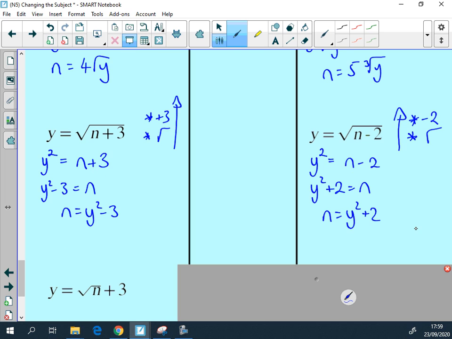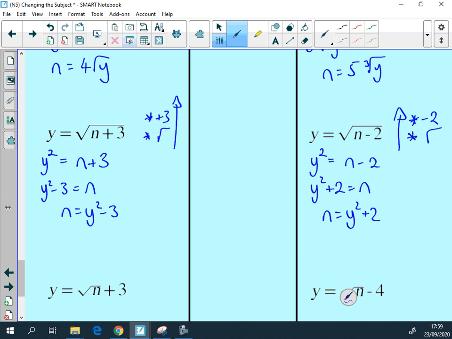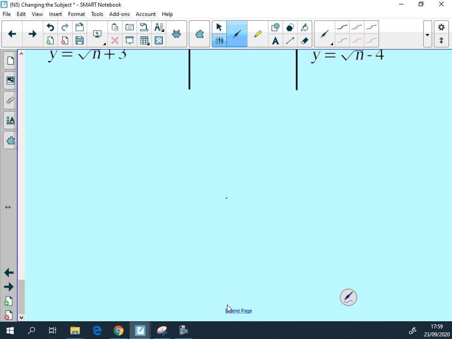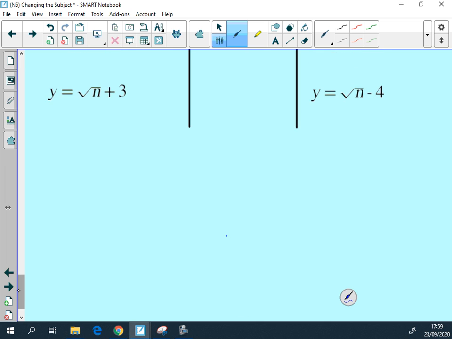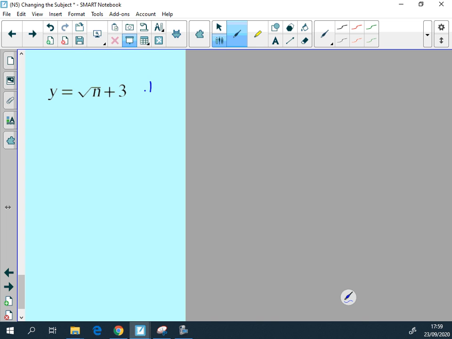Last one that we're going to try, and I'm just going to give myself a little bit more space to write this out. So here, I'm going to be square rooting first when I sub a value in for n. Then I would be adding 3. So when I work backwards, I'm going to have to take away the 3 from both sides first. Then I'm going to have to square both sides.